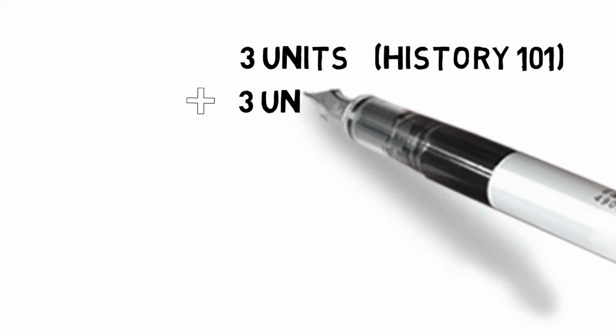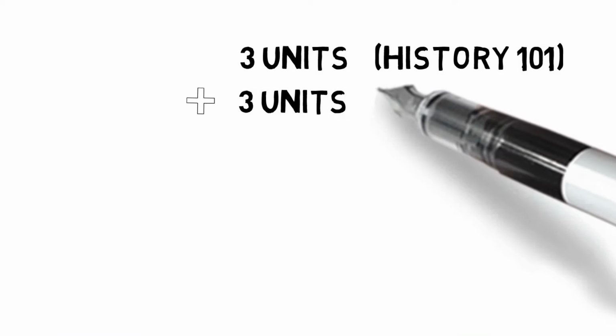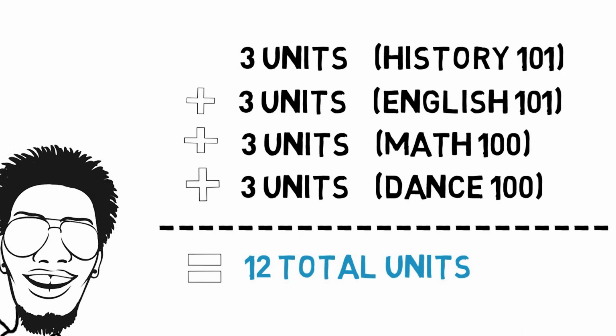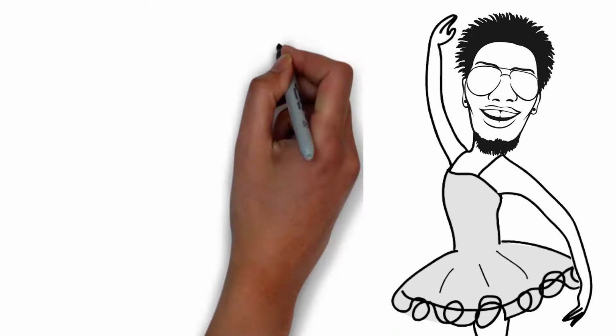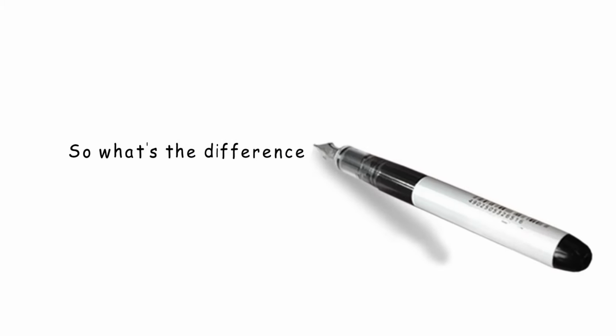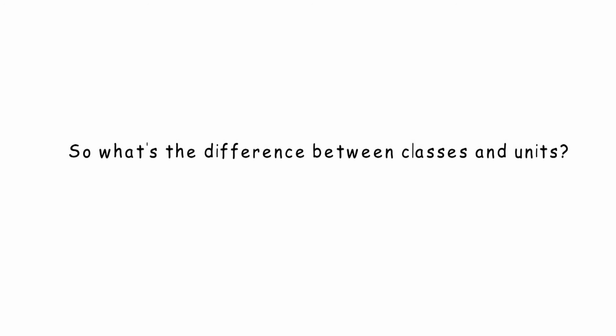Let's say you take History 101, 3 units, English 101, 3 units, Math 100, 3 units, and Dance 100, 3 units. That's 4 classes and a total of 12 units, which is full-time. So what's the difference between classes and units?